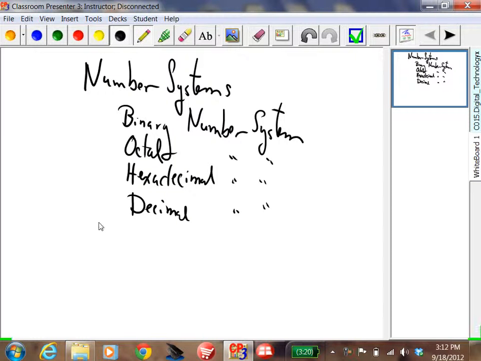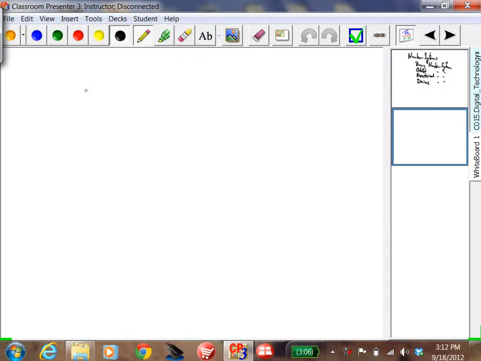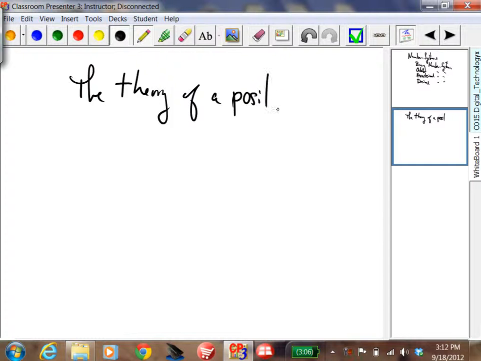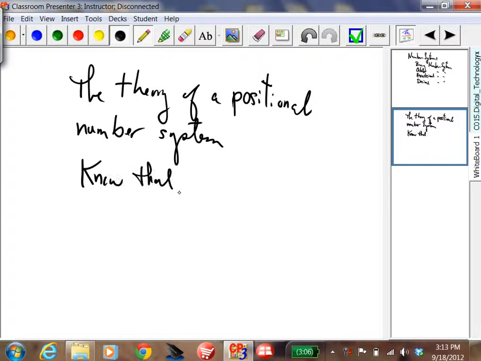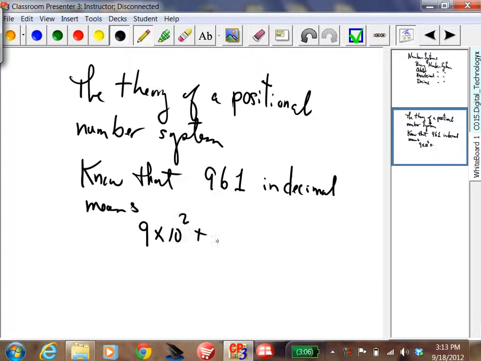I expect you to know the theory of a positional number system. What do I mean by know the theory? Well, what that means is you know that 961 decimal means 9 times 10 squared plus 6 times 10 to the first power plus 1 times 10 to the 0th power.